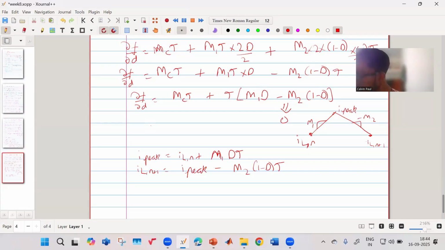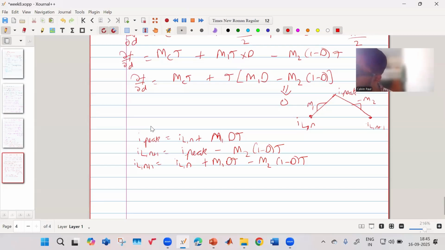Right? What do we do then? We substitute the value of I peak. So we get IL of N plus 1 is equal to IL of N plus M1 into dt minus M2 into 1 minus D into T. Now in steady state, this and this cancel out because they both are equal. So you get 0 is equal to M1D minus M2 into 1 minus D, the whole bracket into T. T cannot be 0. That is why M1D minus M2 into 1 minus D is equal to 0. All right.